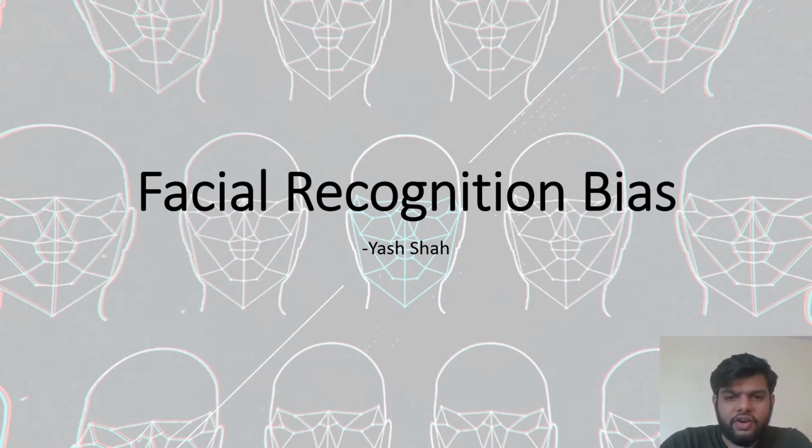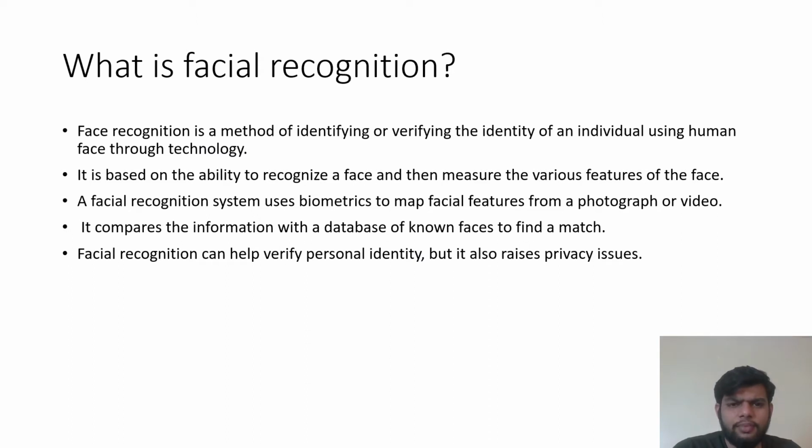I'm going to discuss facial recognition bias. Before diving into what facial recognition bias actually is, I would like to discuss what facial recognition is and how it works. It is a method of identifying or verifying the identity of an individual using human faces through technology. It is based on the ability to recognize a human face and then measure the various features of the face. It compares this information with a database of known faces to find a match. Facial recognition can be very helpful in identifying a person's identity, but it also raises various privacy issues.